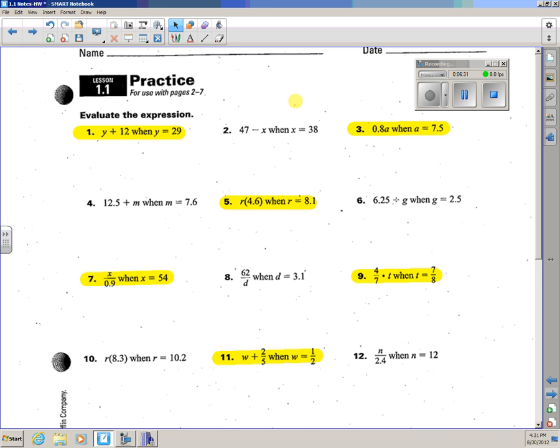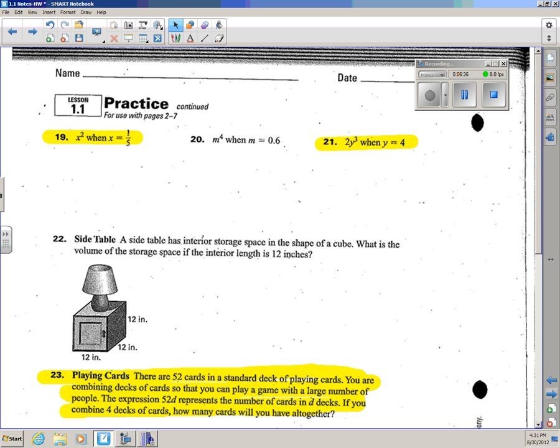The idea is to maybe work without a calculator. We don't use a lot of calculators in the Algebra 1 class for things like this. You should be able to do stuff on your own.